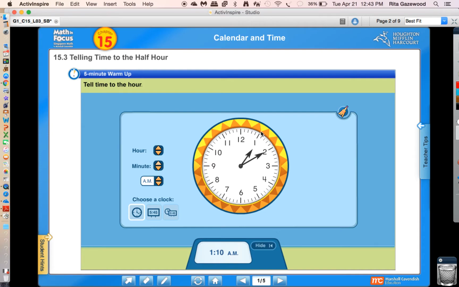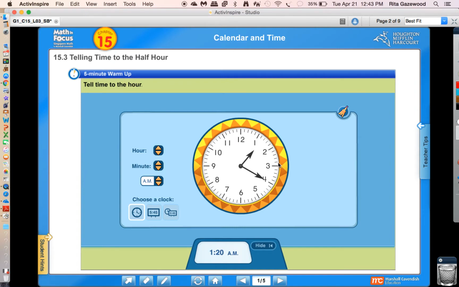So we say 1:10. Let's go to the next one. Help me count. 1, 2, 3, 4, 5. So 5, 10, 15. So now it is 1:15. So each of these numbers means 5 minutes. We count by 5s. 5, 10, 15. 1:15. Let's do the next one. 1, 2, 3, 4, 5. So it's 1:20.